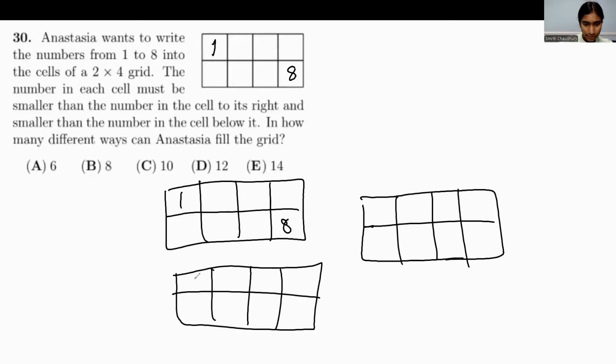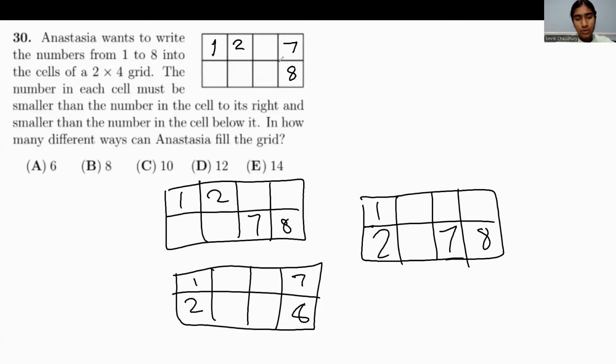So 1 and 8 will always be these two corners. Now over here we could have 2 and have 7 over here. We could have 2 and 7 over here, 2 and 7 over here, and 2 and 7 over here. So these are 4 different ways we could arrange those. Now let's look at the first one over here. We have 3, 4, 5, and 6 that can be arranged.